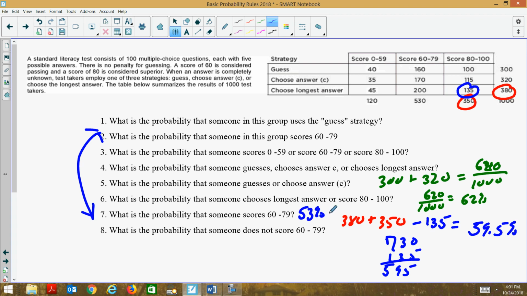So what if we want to know the people who did not score between a 60 to 79? While we could add up 120 plus 350 to get the answer, remember, the sample space has to add up to 100%. So if we're interested in an event not happening, what we can do is subtract 53% from 100% to get that probable outcome of getting between a 60 and a 79.